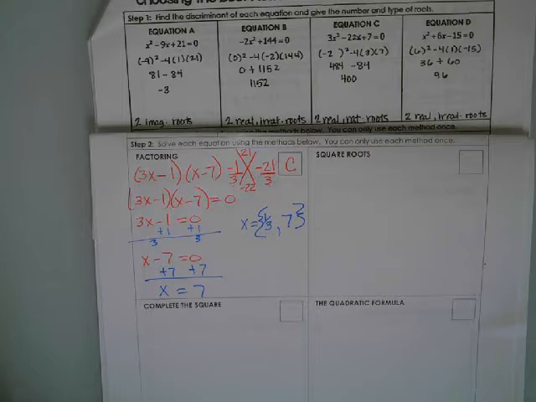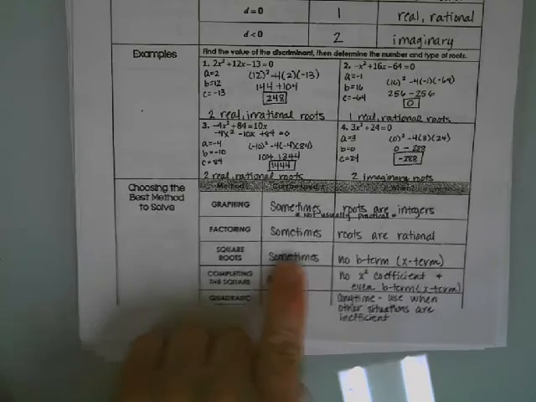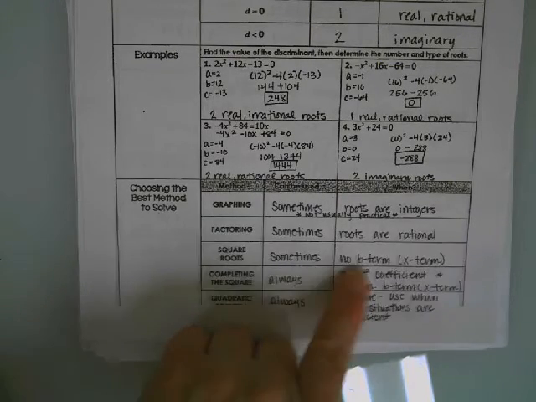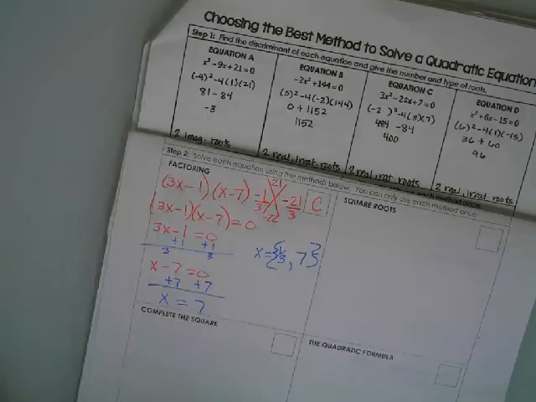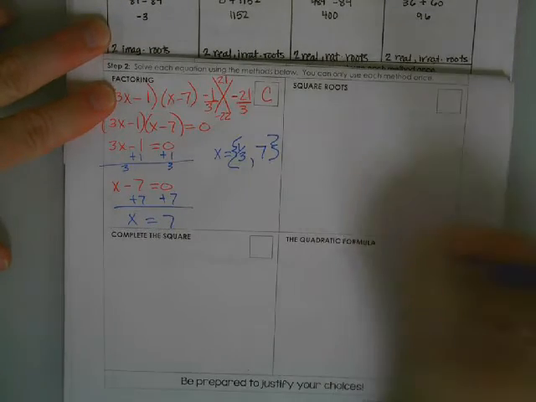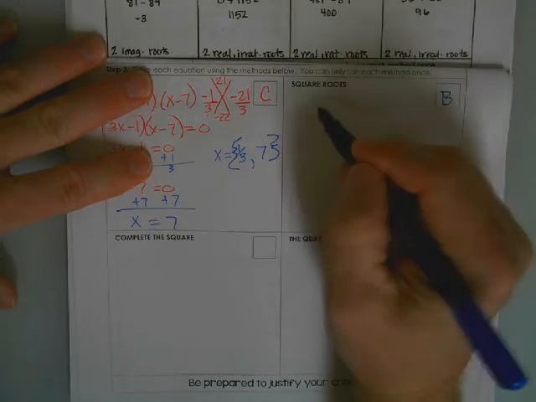Square roots. Now, for there to be a square root, if you look back at the previous day's notes, we said that when we're doing square roots, that's sometimes a good method when there is no b term or no x. So which one of those equations does not have an x? Okay, so b. This one is going to be b. So let's try that equation.